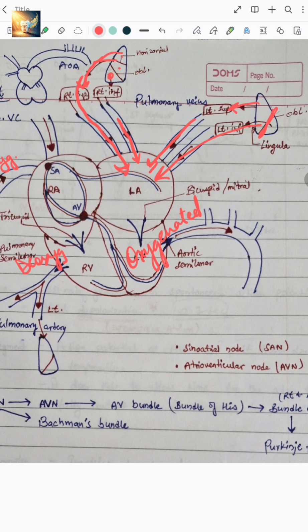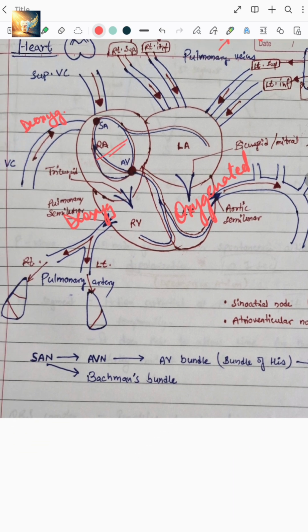Now comes a very important question for a competitive exam, and that is pulmonary veins. These are the only veins that contain oxygenated blood. Rest all the veins in our body contain deoxygenated blood. Each and every vein in our body contains deoxygenated blood. The only exception is pulmonary vein that contains oxygenated blood.